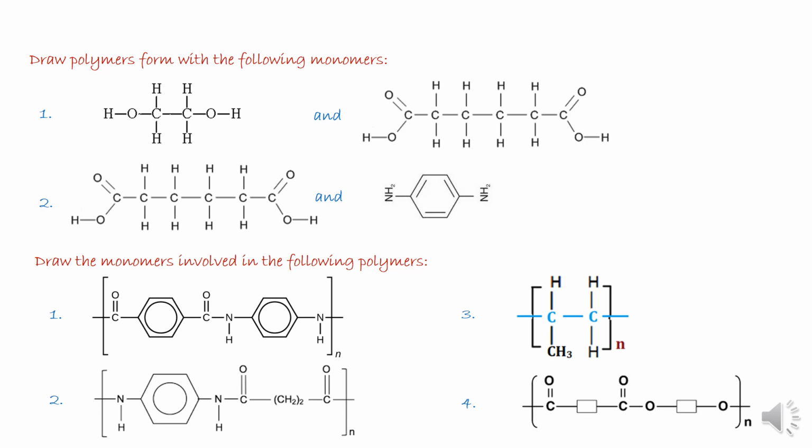And next, a reverse practice. Draw monomers involved in the following polymers. I mean these 4, 1, 2, 3, 4 are given polymers. With the polymers, you need to extract the monomers. Draw the monomers which have been involved to make the polymers 1 to 4.